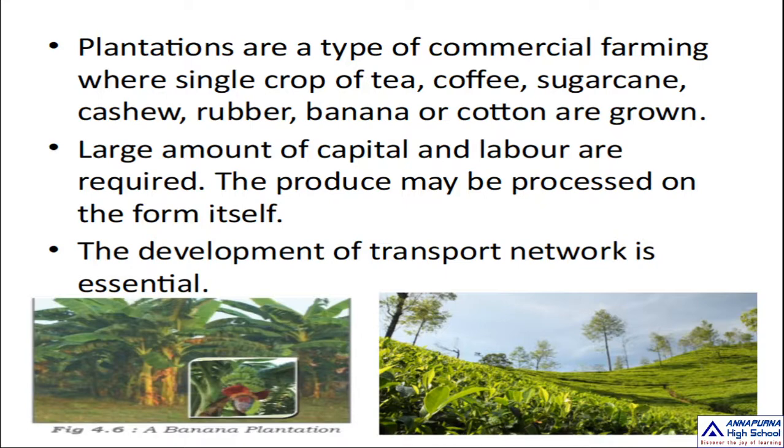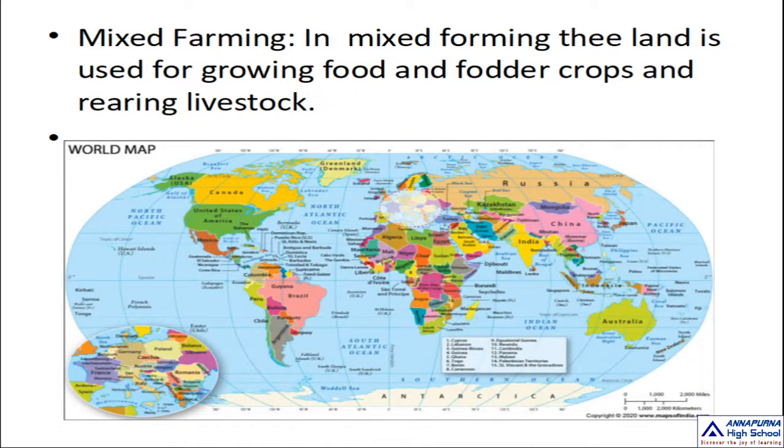Major plantations are found in the tropical regions. What is the meaning of tropical regions? The areas between the Tropic of Cancer and the Tropic of Capricorn. The area between these two tropics is called the tropical regions. Major plantations are found in the tropical regions of the world. Rubber in Malaysia, coffee in Brazil, and tea in India and Sri Lanka; in these two countries tea plantations are famous. These are some examples given in your textbook.